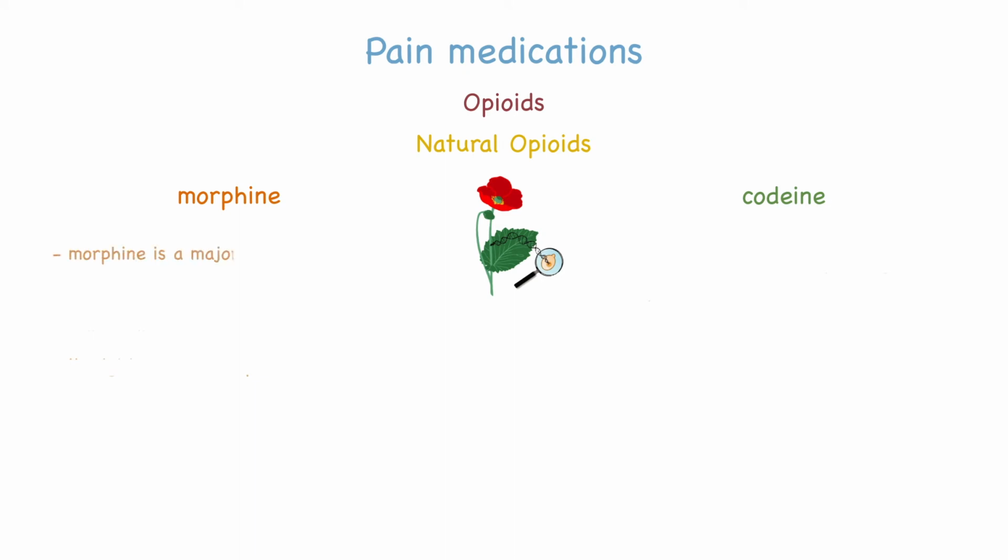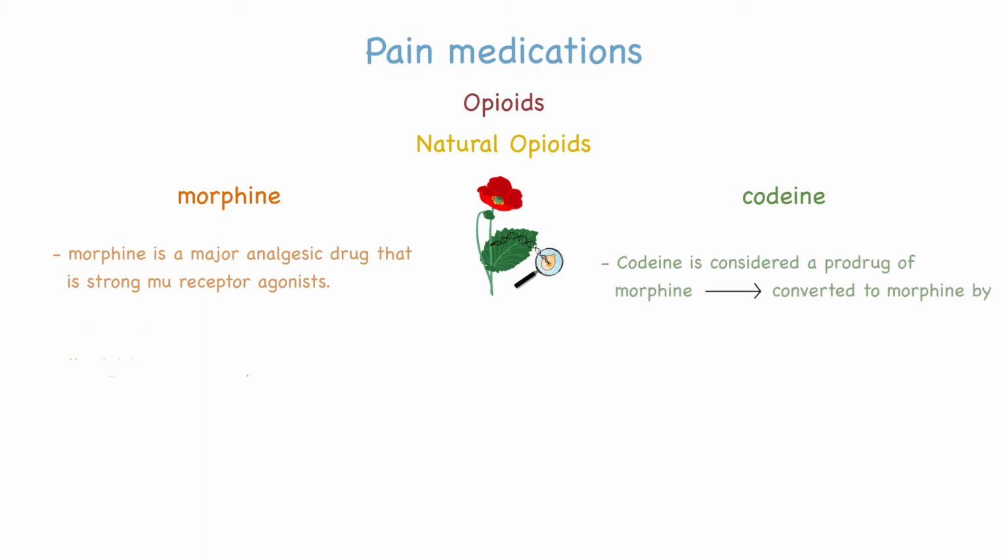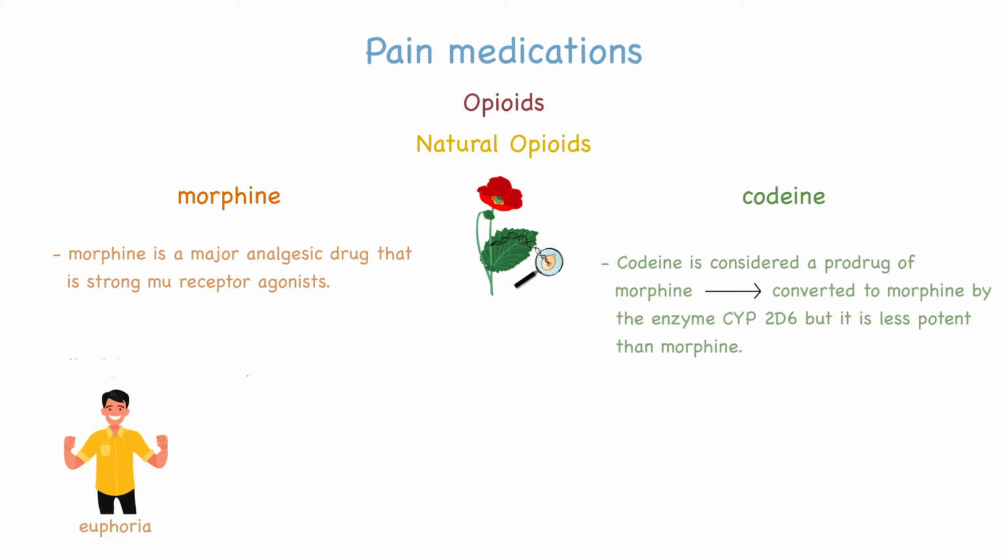They have a major analgesic effect by being strong mu receptor agonists. Codeine is considered a prodrug of morphine, meaning it will get converted to morphine by the enzyme CYP2D6. But it's less potent than morphine and it's only used orally. Morphine has several actions. For example, euphoria. It produces a powerful sense of well-being.